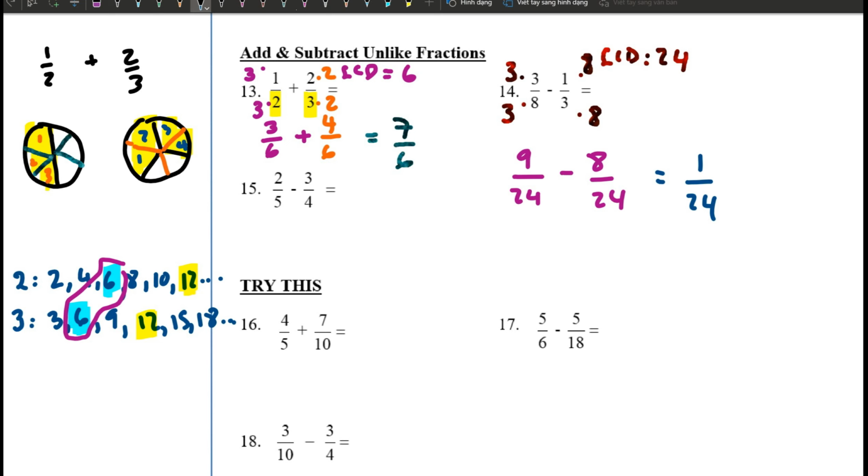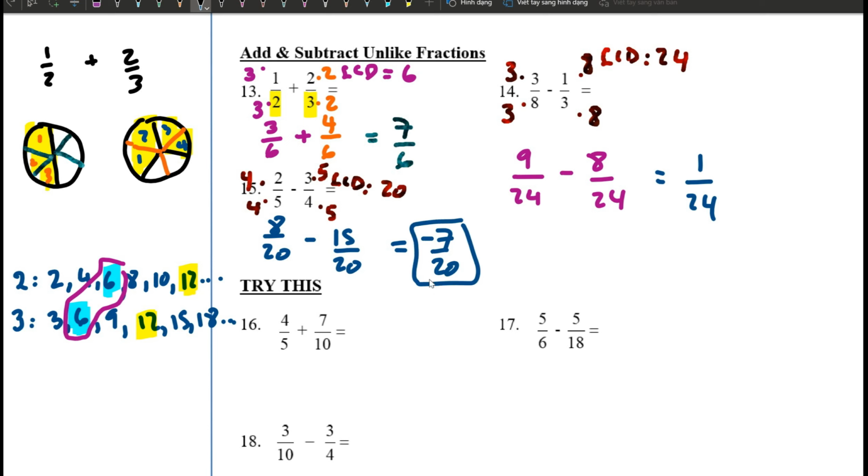Problem 15. 2/5 minus 3/4. So we need the same denominator. So the LCD will be 20, right? So the first fraction you multiply by 4, and the second fraction you multiply by 5 to get the least common denominator 20. So that will be 8 over 20 minus 15 over 20. 8 minus 15 is negative 7 over 20. And you cannot reduce this fraction, so that will be your answer.